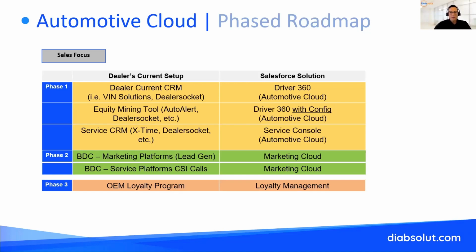Now in green, we've got functionality for your BDC, grabbing the leads coming in from the internet, getting more CSIs out there, being able to manage that journey with your customers coming at 6-month intervals. All of this is done through Marketing Cloud.